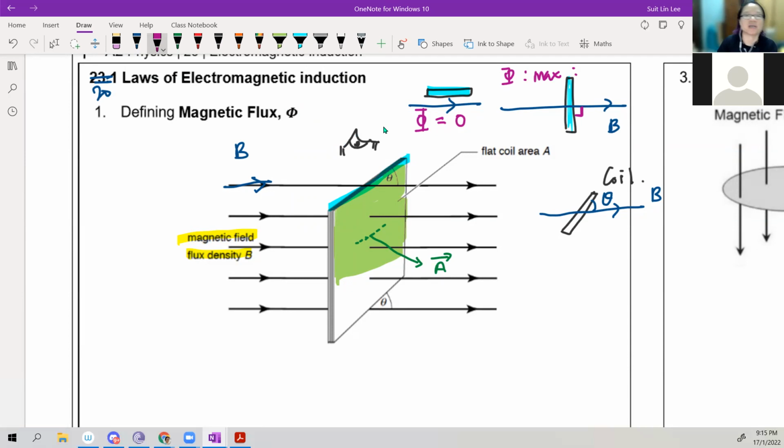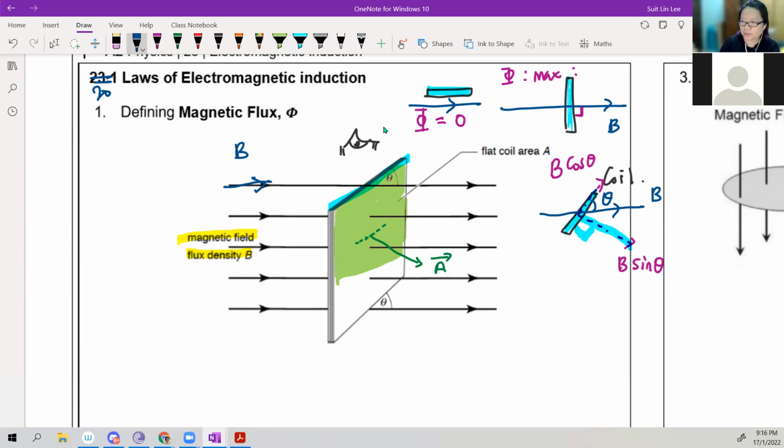So it will be helpful if we resolve your B. I'm going to resolve B into one component that is parallel to the coil, which will be B cos theta, and the other component that is 90 degrees, B sine theta. Very long time never resolved already, right? So in this case, I will take the component that is 90 degrees to the coil.